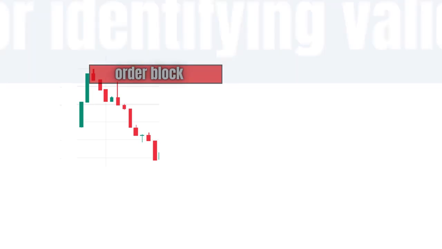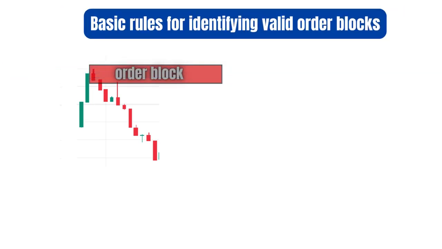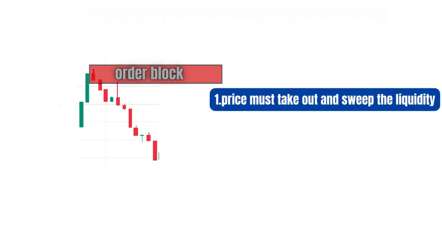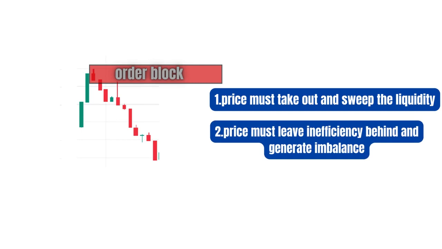Now, let's move into essential criteria and rules that we need to consider to identify valid order blocks in the market and understand how we can use them to our advantage. Firstly, price must take out and sweep the liquidity above or below the previous candle to form a valid order block. Secondly, price must leave inefficiency behind and generate imbalance near the order block area. If there is no proper imbalance between the subsequent candles, then the identified order block cannot be considered valid.